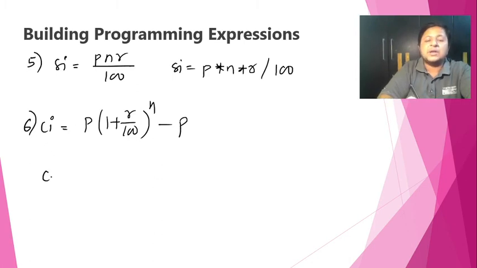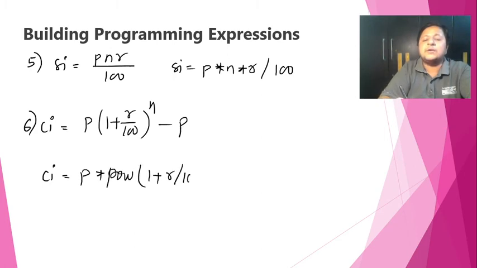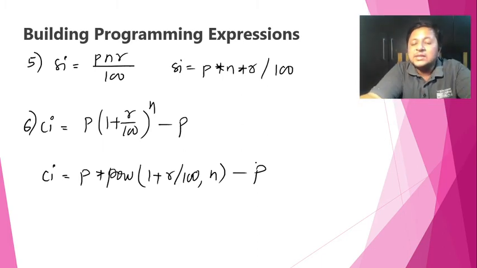Now how can this be converted? So it will be CI equals P into, I cannot put this as it is; in mathematics it is allowed, but in programming you have to make use of the multiplication operator. Then it is x raised to y, so I'll be making use of the power function. Then it will be 1 plus R by 100, which is my base, and the exponent is what? Comma N. Okay, and then the whole minus P. Now, is it correct, or do we need any extra bracket?